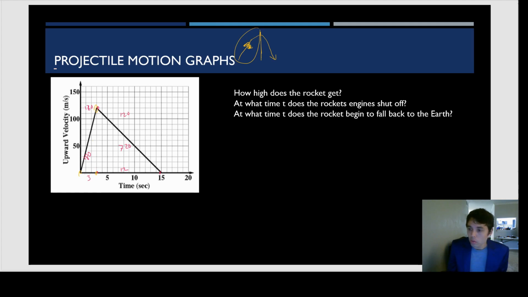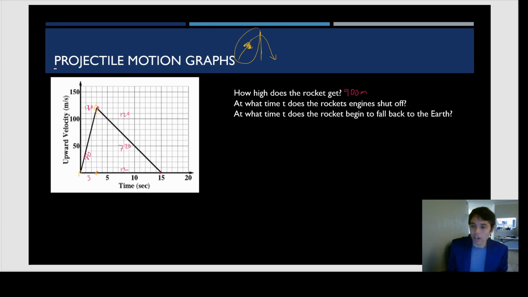So the answer to this was 900 meters, right? So even though the slope here was going down, that doesn't mean that the rocket was falling back down to Earth. It was still going up in the air. It still had positive upward velocity. It just was slowing down, or I wasn't speeding up as fast anymore, I should say, right? It was losing its upward velocity.